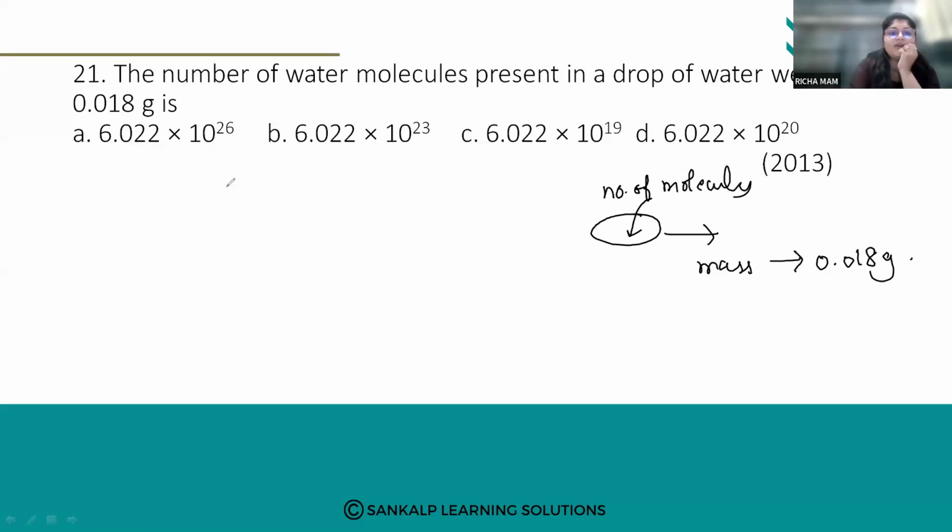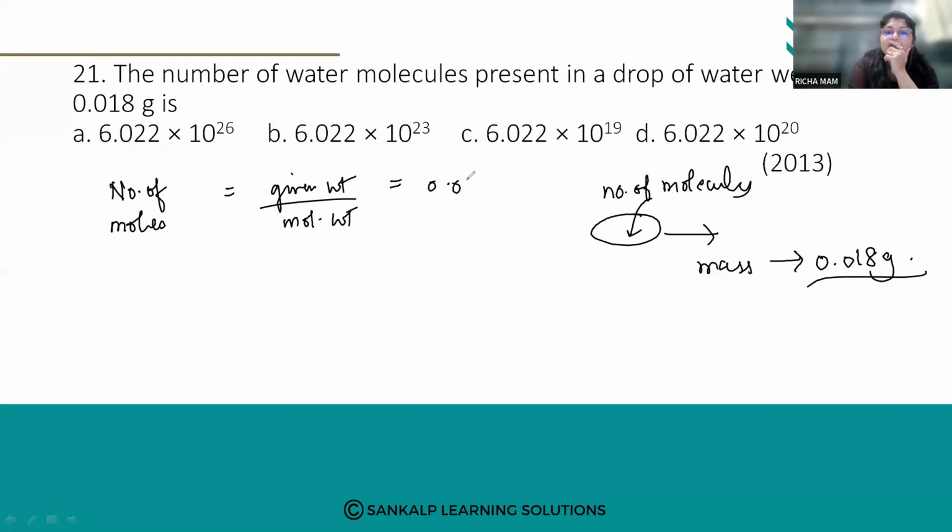Are we going to calculate the number of moles first? Number of moles is given weight upon molecular weight. What is the given weight? Given weight is 0.018. What is the molecular weight of water? It is 18. So what is the number of moles, students? Calculate 0.018 divided by 18.